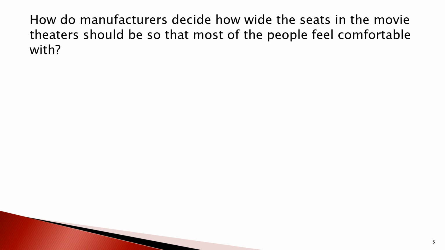So here we have some questions. When we go to a movie theater, most of the time we don't feel that uncomfortable with the seat. We don't say it's too narrow or too wide. Most of the time it fits us very well. But how can that be possible? At the same time, we know that for some people it may not be that comfortable. So the question is, how do manufacturers design those seats so that we feel comfortable with them?